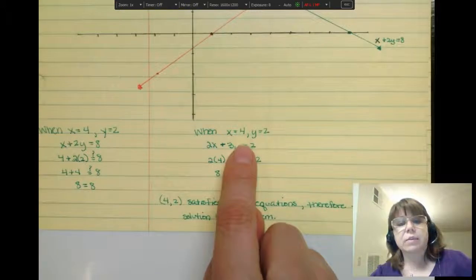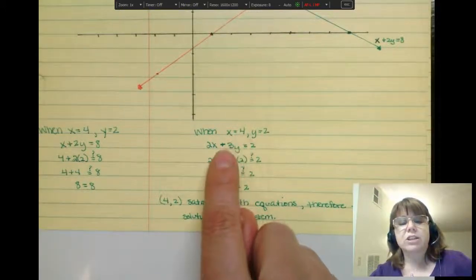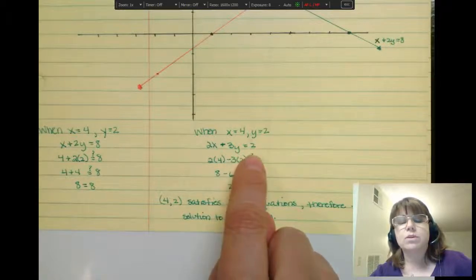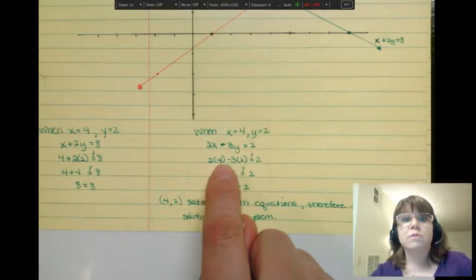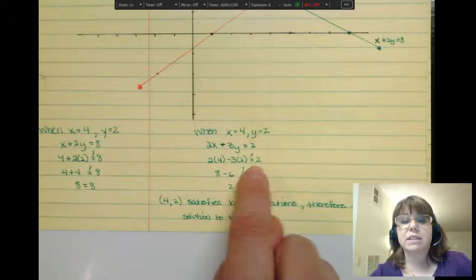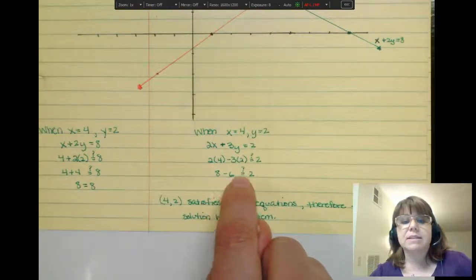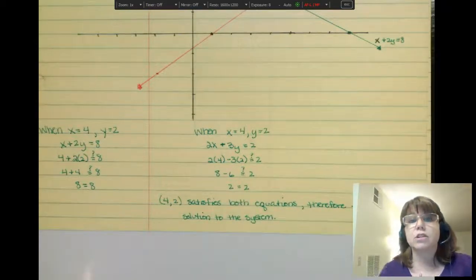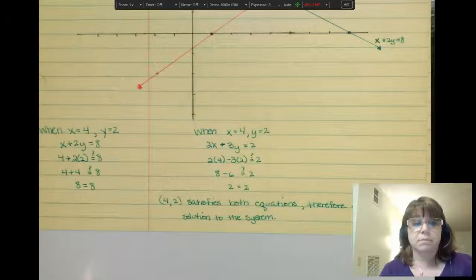Plug it into the second equation. So 2x minus 3y equals 2 will become 2 times 4 minus 3 times 2 equals 2. We're not sure yet if it does equal 2. 8 minus 6, does it equal 2? Yes, 2 equals 2. Therefore, (4, 2) satisfies both equations, and therefore it's a solution to the whole system.